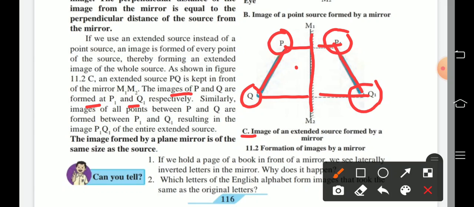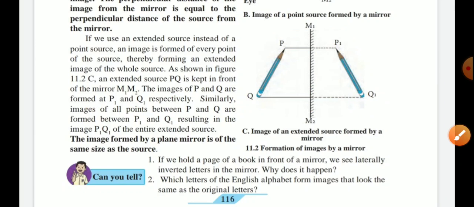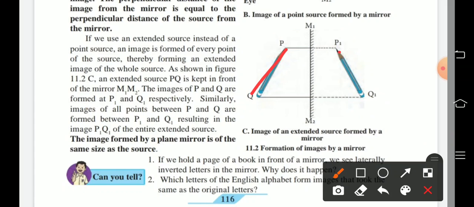The image formed by a plane mirror is of the same size as the source, whatever the size of that object, here showing a pencil. So a same size image is formed here. Check now. Clear all of you? Next.